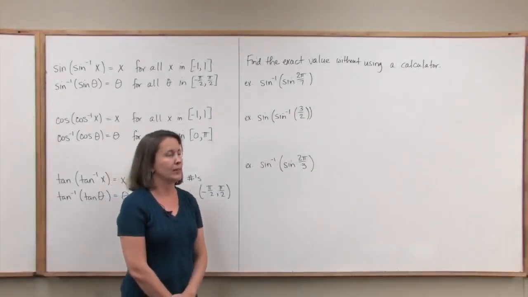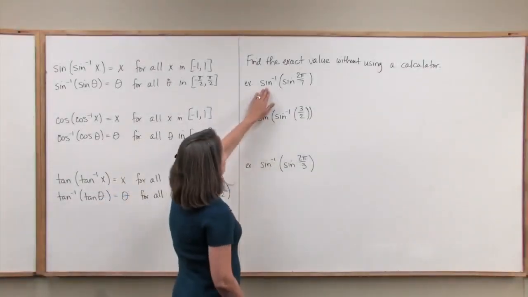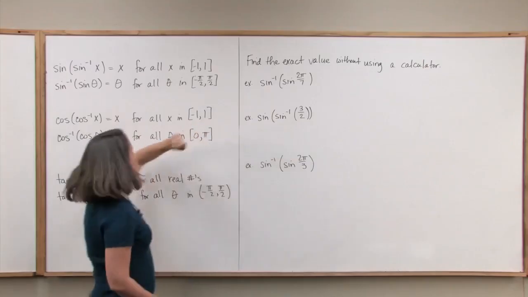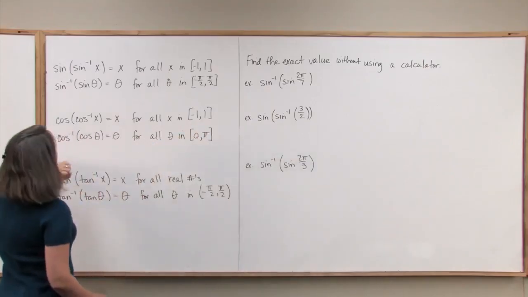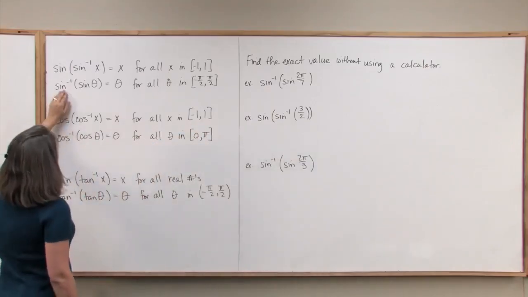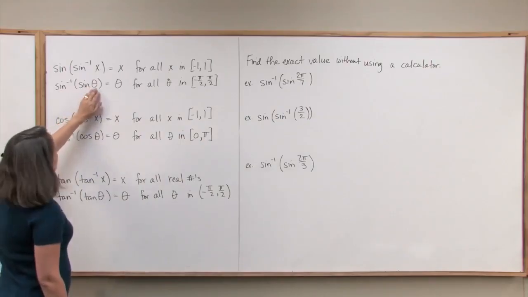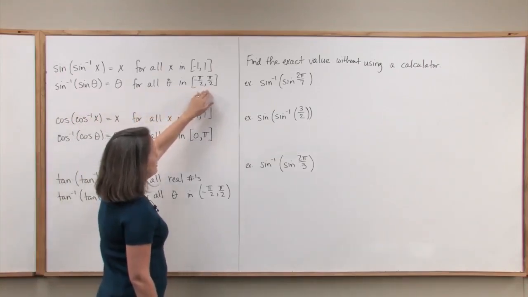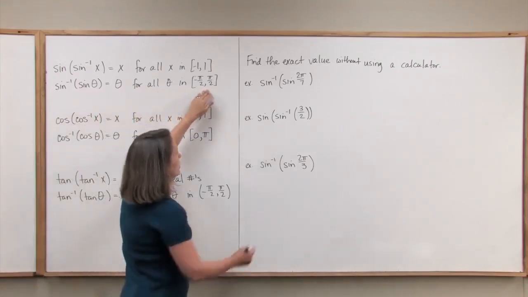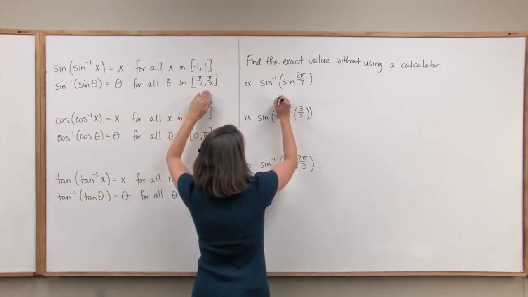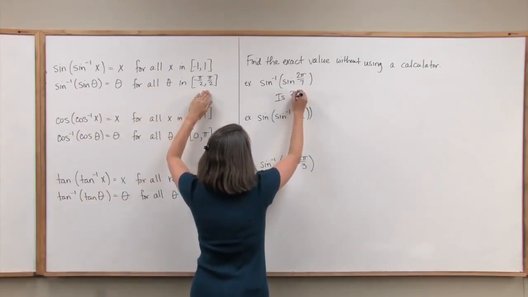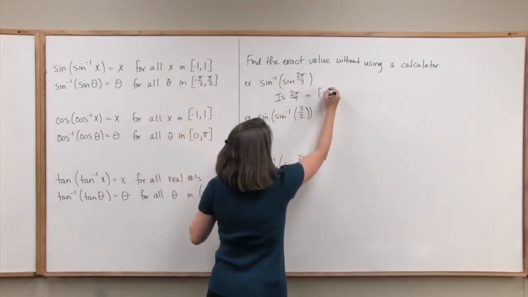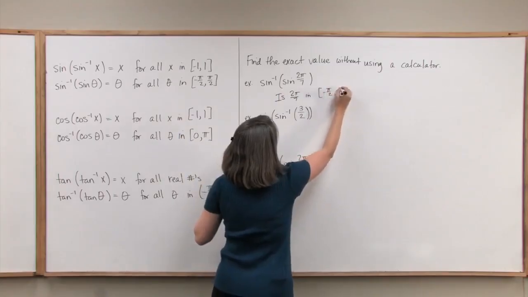Here are a few more examples. The inverse sine of the sine of 2π/7. Okay, so we find the relationship that works here, or at least we hope it works. The inverse sine of the sine of theta is theta for any theta in the closed interval from -π/2 to π/2. So the big question here is, is 2π/7 in that interval, -π/2 to π/2?